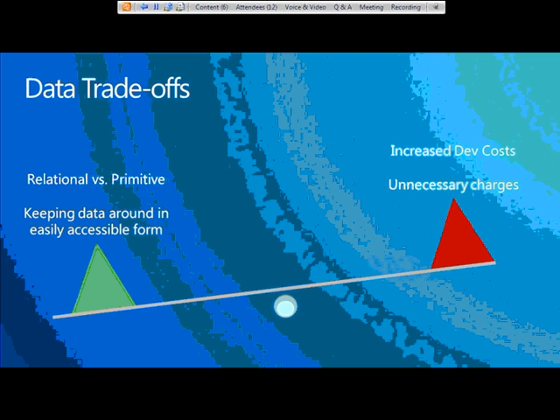However, even though primitive storage is quite a bit cheaper than relational storage, there's going to be an impact on your development team. They might have a big learning curve. It might slow them down. So that development cost thing will have to be considered there. And then if you just like keeping your data around for a long time for easy access, that's great. But you are going to pay for that. The more data you keep in the cloud, the longer you keep it there, the more you're going to pay.